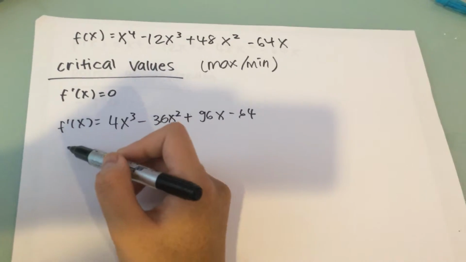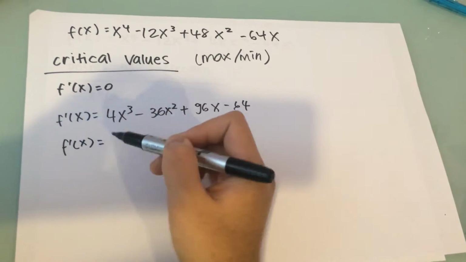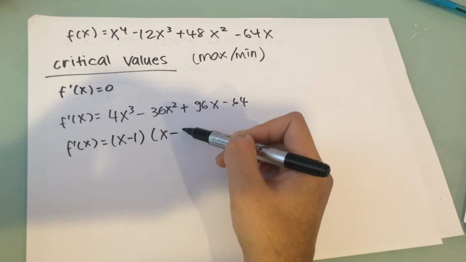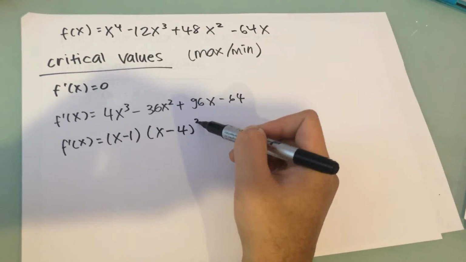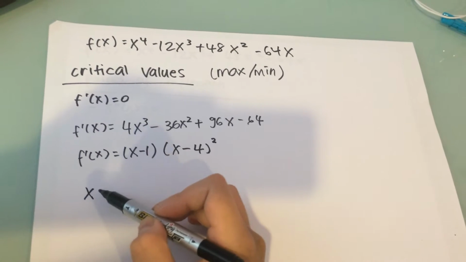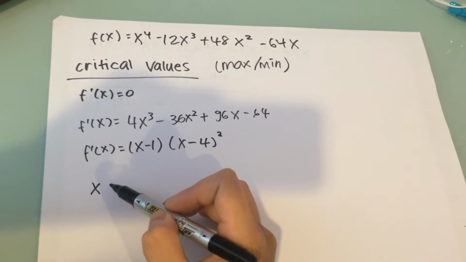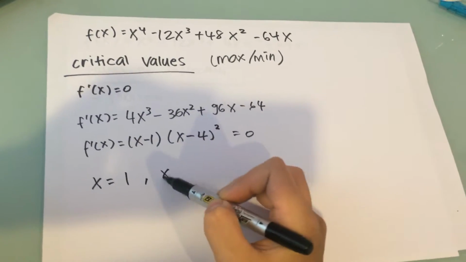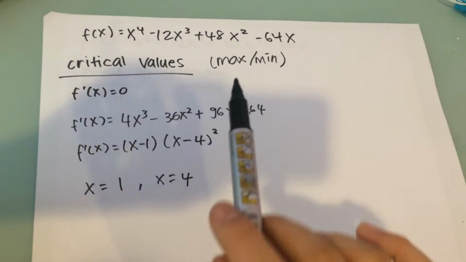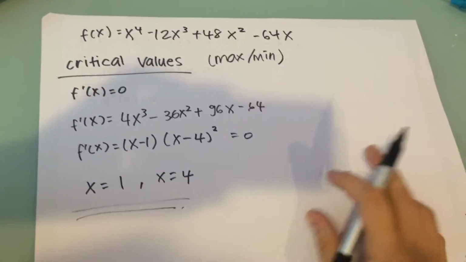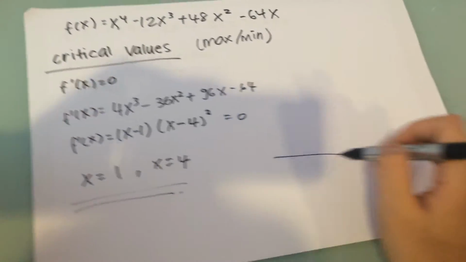You can plug it into your calculator, or you can factor it by yourself, and we get (x minus 1)(x minus 4) to the second power. Then you set it equal to 0, and you get x equals 1 and x equals 4. After you get the x's, you have to make a table like this.